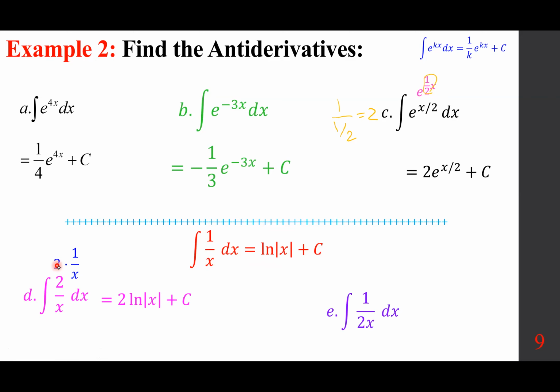What about here? Let's rewrite it again as 1/2 times 1 over x, just to make sure everybody can see this, really, this part is using the natural log. So the same answer, put the 1/2 in front of it. So changing it to this format, it's really helpful to see what you're doing.